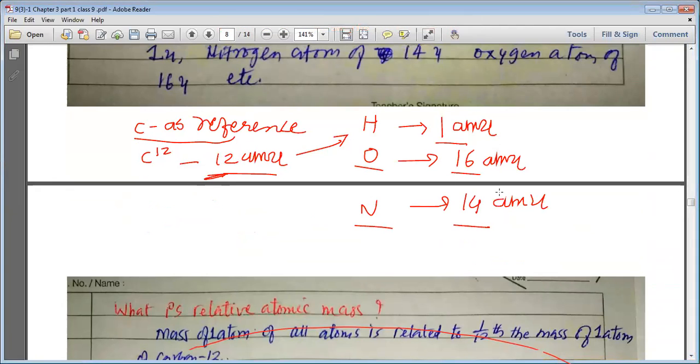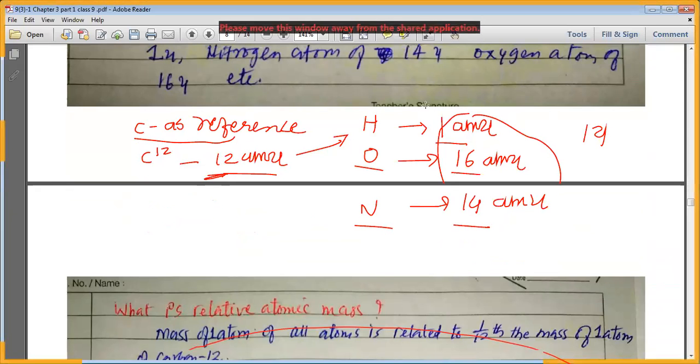weighing 14 AMU. And nowadays, this AMU is also not used, but we will call them U, unified mass. So hydrogen is 1 U, oxygen is 16 U, and nitrogen is 14 U, my dear students.